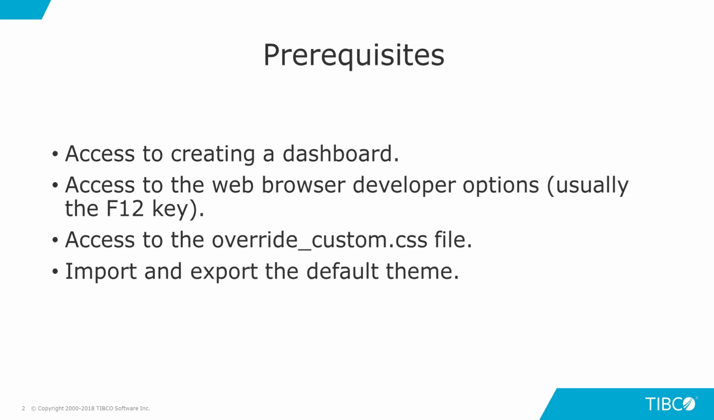So the prerequisites for this video: you need access to creating a dashboard or have one in mind that you're going to modify and change the background color of. You need access to the web browser developer options. This is the F12 key to activate these options. This is available in all modern web browsers as far as I know, such as Google Chrome, Firefox, Internet Explorer, and Microsoft Edge. You also need access to the override_custom.css file. This is in your default theme folder. And you also need to be able to import and export the default theme or the files in the default theme folder.